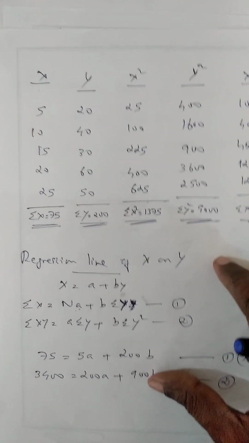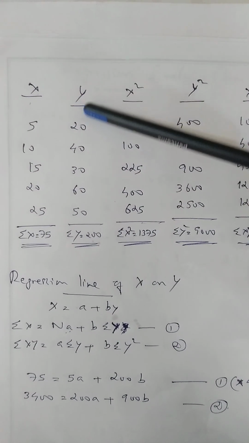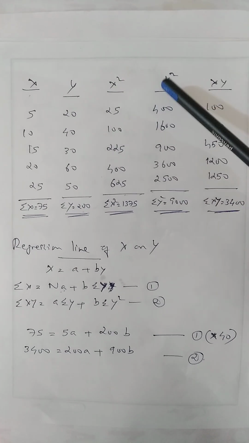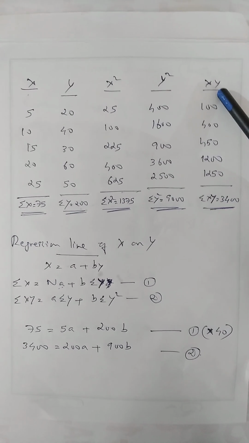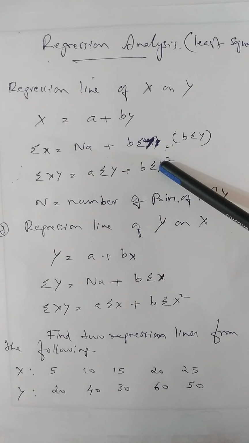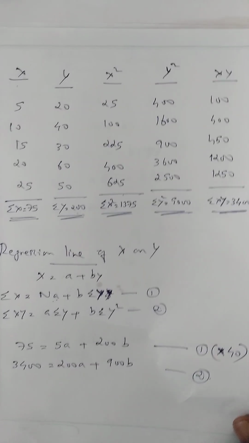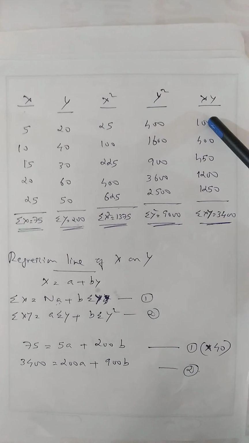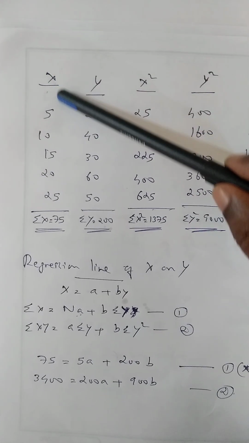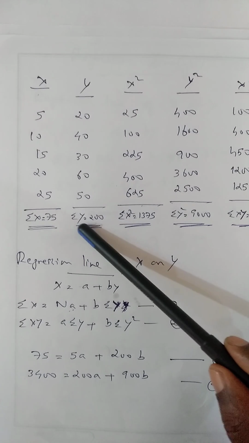Come to this table. You can see the x values given in the question are here. The y values are also in the question. Then we require x square, y square and xy as per the requirements of the formula. Isn't it? See the formula? We need y square, xy and x square. That is why we have written 3 other columns here. X and y variables are available in the question. Take the total of x, you get sigma x. Take the total of y, you get sigma y.